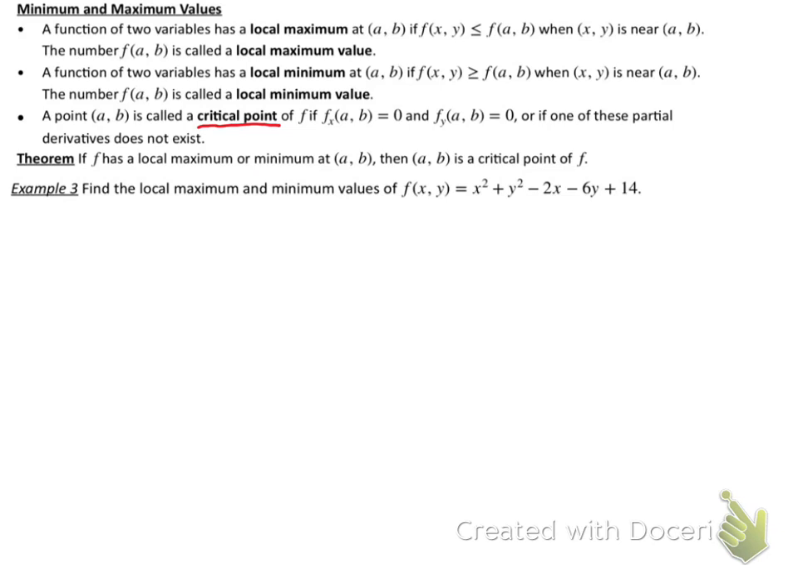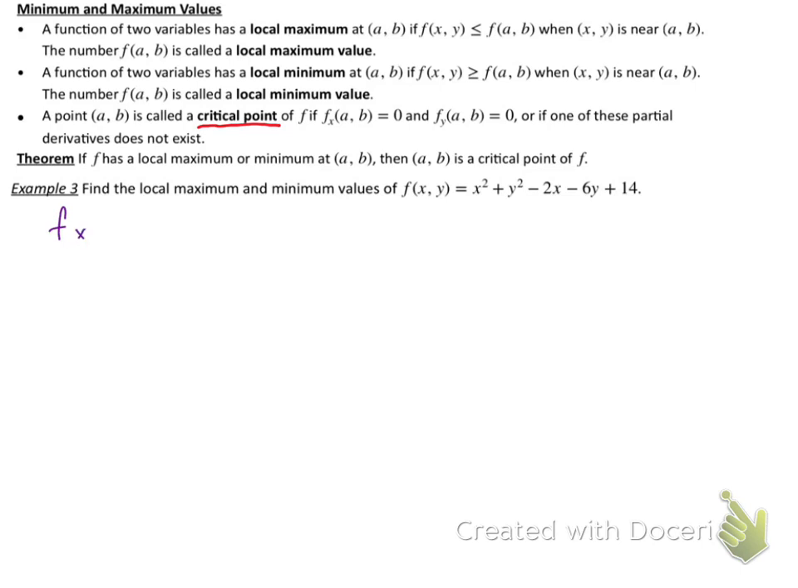Now let's look at our next example. We're going to find the local minimum and maximum values of this function: x squared plus y squared minus 2x minus 6y plus 14. How do we find local minimum and maximum values? We find where they could happen. They happen when f partial x and f partial y equal 0, or when you can't find either of the partial derivatives.